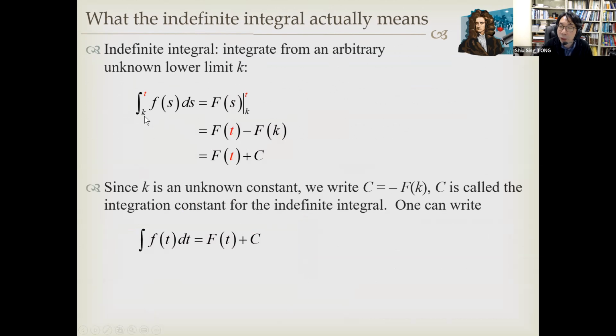Now, when I integrate, for example, a function from k to t, suppose the integration of a small f is the big F. So I integrate a small f, I get a big F, and I evaluate at the upper limit t and lower limit k, right? So I get F(t) minus F(k). You may call this F(k) an integration constant. So I denote the indefinite integral by the function capital F of t plus an undetermined constant c.